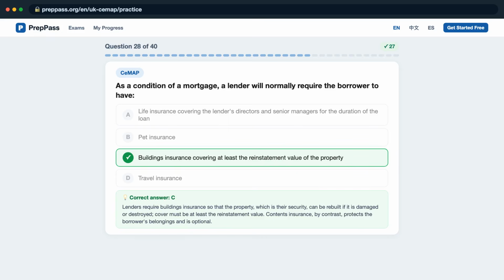Lenders require buildings insurance so that the property, which is their security, can be rebuilt if it is damaged or destroyed. Cover must be at least the reinstatement value. Contents insurance, by contrast, protects the borrower's belongings and is optional.